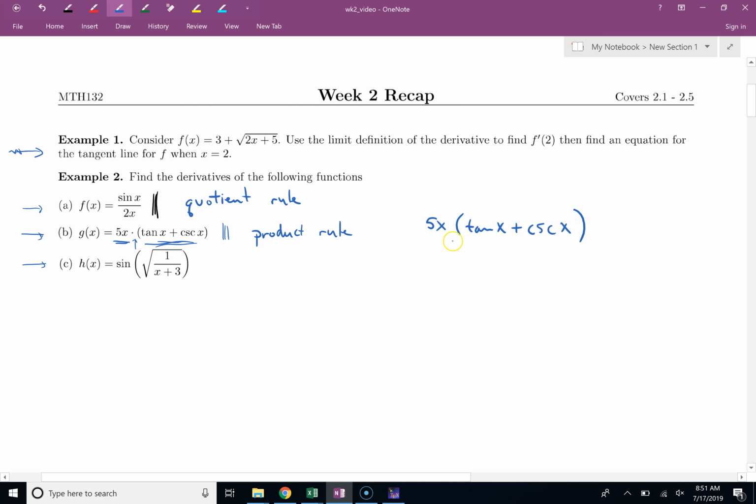And you still have to know that these two functions are being multiplied together, even though there's no multiplication symbol in between them. All right, so that's going to be the product rule. And then finally, this one right here is going to require the chain rule.